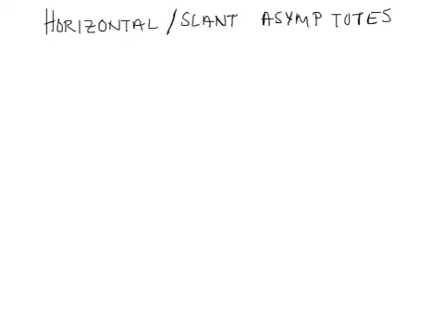Okay, we're going to talk about horizontal and slant asymptotes. This is different than vertical. For vertical, we're just looking at the denominator. For horizontal and slant, we're looking at the relationship of P of x with Q of x. Again, f of x is P of x over Q of x. The relationship between P of x and Q of x lets us see if it's horizontal or slant, and it's one of either of those.